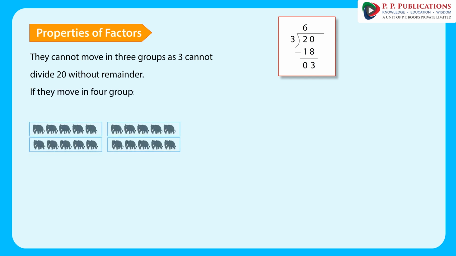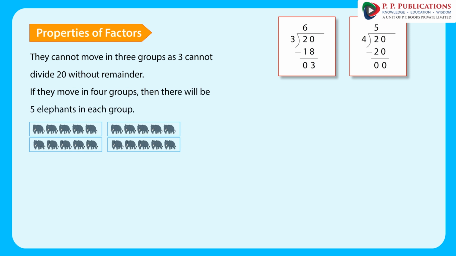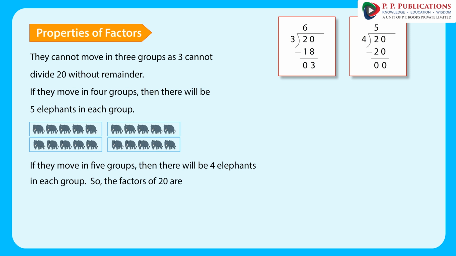If they move in 4 groups, then there will be 5 elephants in each group. If they move in 5 groups, then there will be 4 elephants in each group. So, the factors of 20 are 1, 2, 4, 5, 10 and 20.